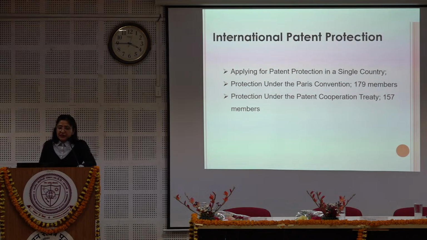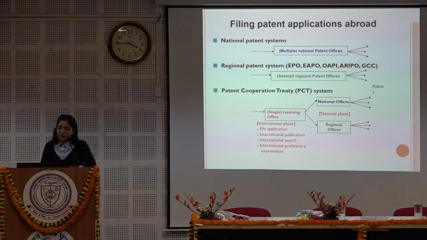So protection under PCT. When we talk about the Paris Convention, you have different country members. There are overlapping members also. Through PCT you have 157 members, and through the Paris Convention you have some 179 members. So what are the different routes through which you file?